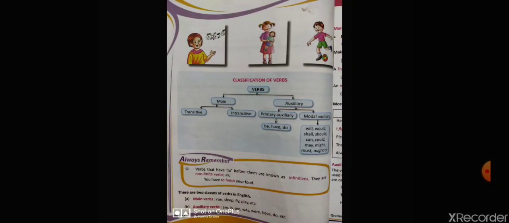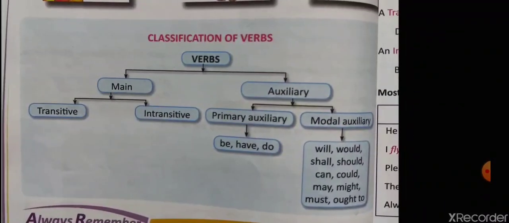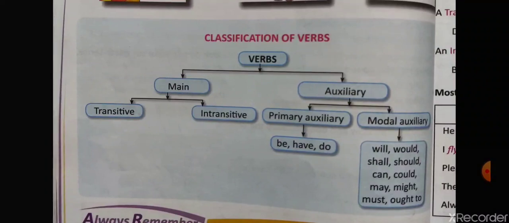Coming on to the next page, which is classification of the verbs. Here verbs are divided into two parts. First is the main verb and another one is the auxiliary verb. So the basic two parts of the verbs are main and auxiliary, but main verbs and auxiliary verbs are further divided into some parts. Let us study about them. The main verb is divided into two more parts, that is transitive and intransitive. Intransitive verb is the verb that I just told you about. We'll study about it in detail too.